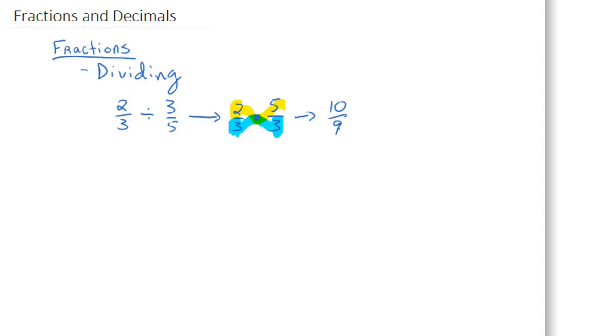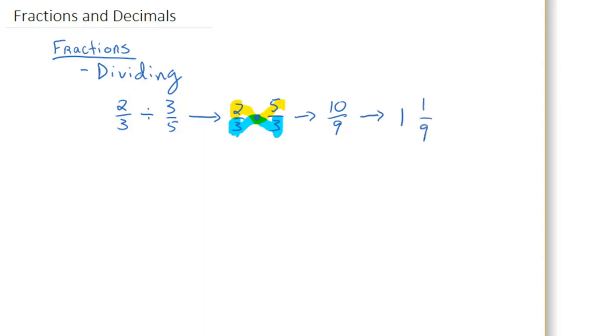So at this point, whether or not you leave it as 10 9ths or convert it to a mixed number is a question for your individual math teacher. I like these. They're called improper fractions when the top is bigger than the bottom. That's my preferred way of expressing it. But if you want to convert it to a mixed number, then that's going to be 1 and 1/9.